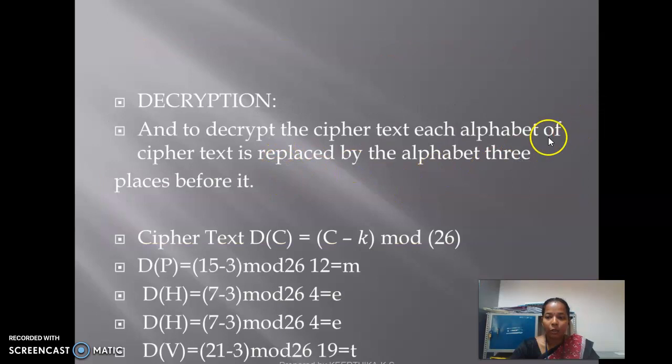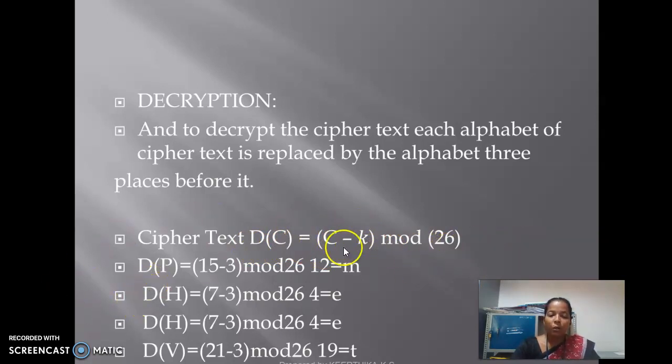In this encryption, plain text is converted into a ciphertext. So decryption. In this decryption algorithm, what is meant by decryption? It is a reverse process of an encryption, right? So in this Caesar cipher, to decrypt the ciphertext, each alphabet of a ciphertext is replaced by the alphabet 3 places before it, which means decryption of ciphertext is equal to ciphertext minus key mod 26.